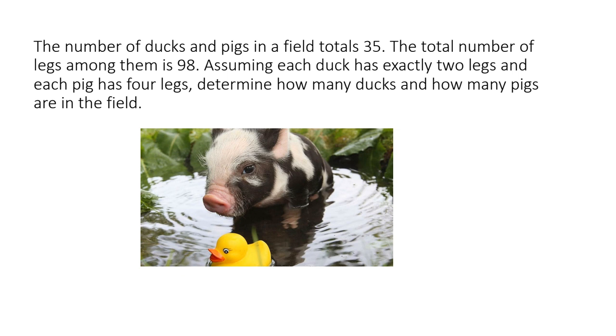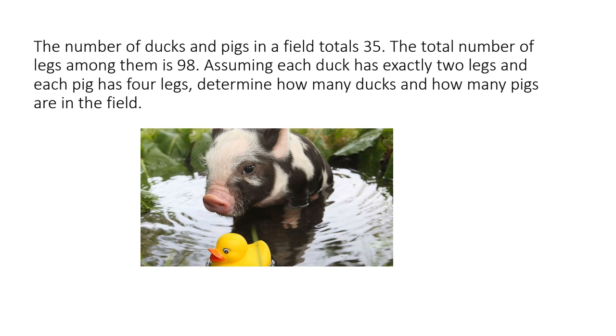It says the number of ducks and pigs in a field totals 35. The total number of legs among them is 98. Assuming each duck has exactly 2 legs and each pig has 4 legs, determine how many ducks and how many pigs are in the field.